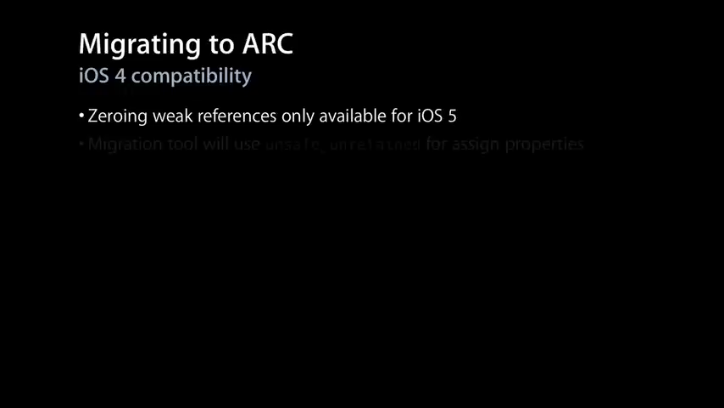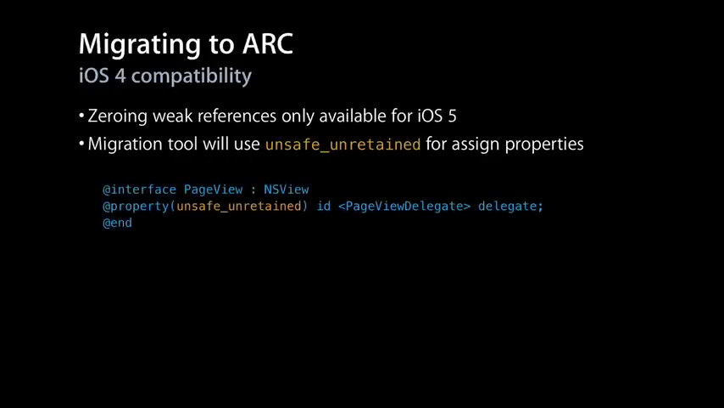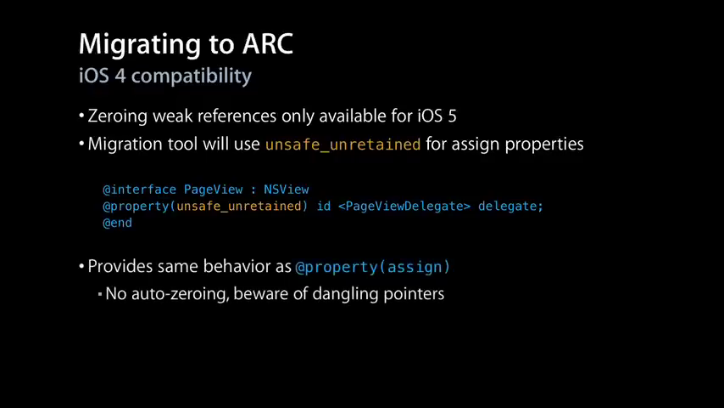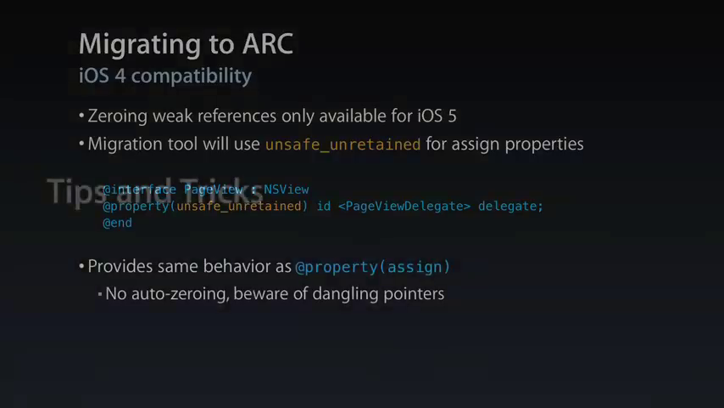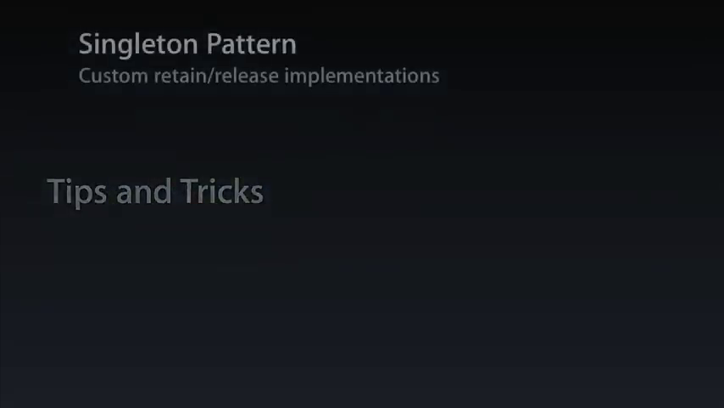For those of you who are still supporting iOS 4, zeroing weak references aren't available, so the migration tool will not change assign properties to weak. Instead, it will change them to __unsafe_unretained, which gives you the same unsafe behavior that assign did, so beware of dangling pointers.